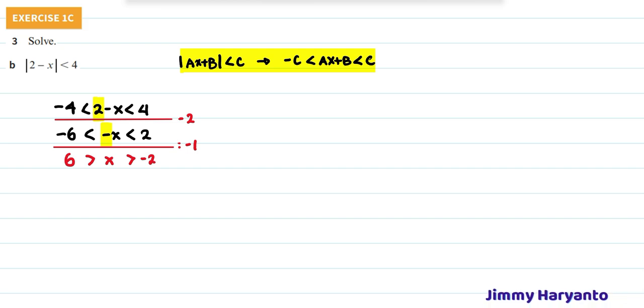Okay, so final answer, let's rewrite it in the proper form. It will be -2 less than x less than 6. It has to be like this. Yeah, you cannot provide your answer like this. That is the solution of 3b.